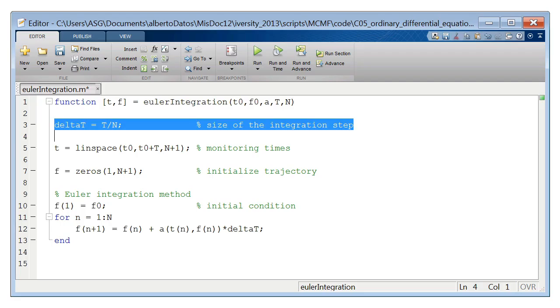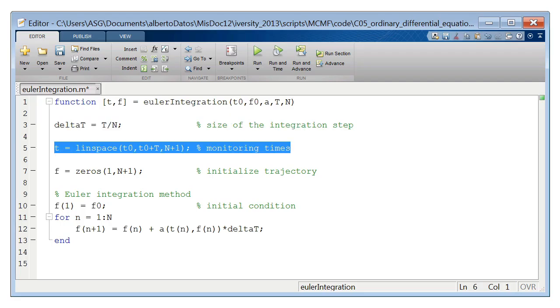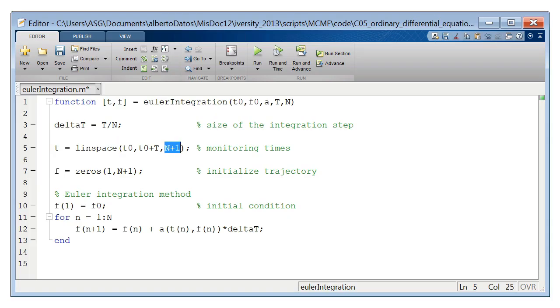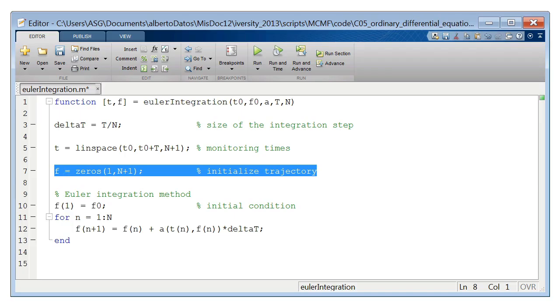The first thing we do is to define the size of the integration step, delta t. Then we define the vector of monitoring times. Linspace gives us a regularly spaced grid with n intervals, that means n plus 1 delimiting points, between t0 and t0 plus t. So this will be a row vector of length n plus 1. We initialize the trajectory with the same length as the vector of monitoring times.